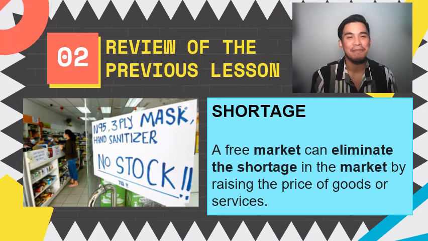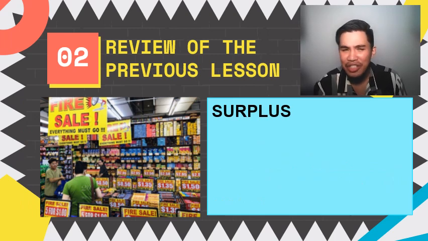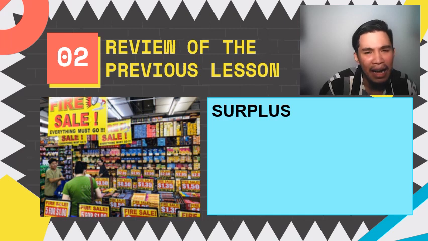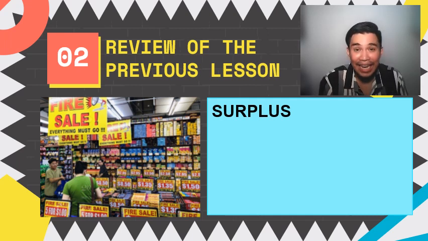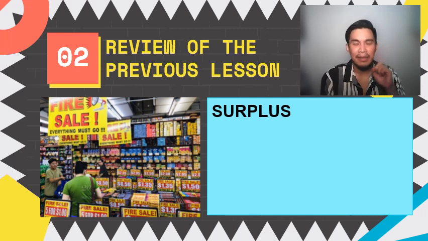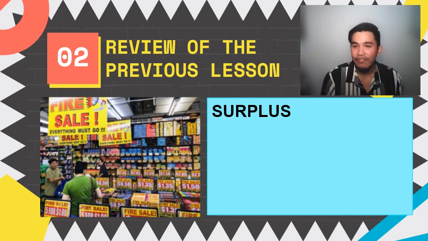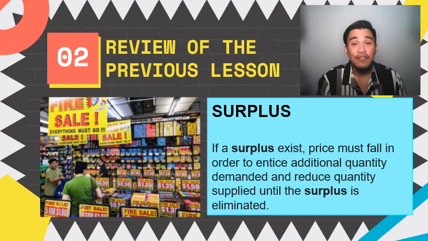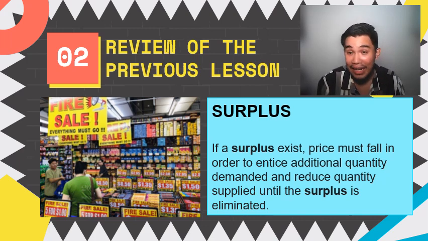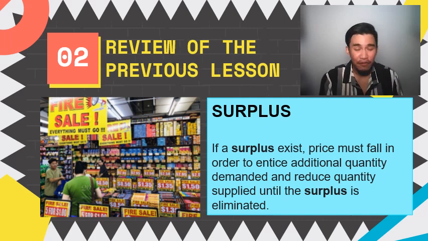Ayan. So that is the way we can resolve shortage, especially in that certain scenario na nagkakaubusan ng face mask. How about this? Ayan, so makikita mo dyan, meron mga iba't ibang toothpaste, the brands, and merong sale. So therefore, kapag merong sale, automatic na maiisip natin merong surplus. O ano dapat ang magiging solusyon natin dyan if there is a surplus on that certain product? So if a surplus exists, price must fall in order to entice additional quantity demanded and reduce quantity supplied until the surplus is eliminated. Of course, hindi na siya mabibili. That will not be sold to the buyers if the price is still the same.